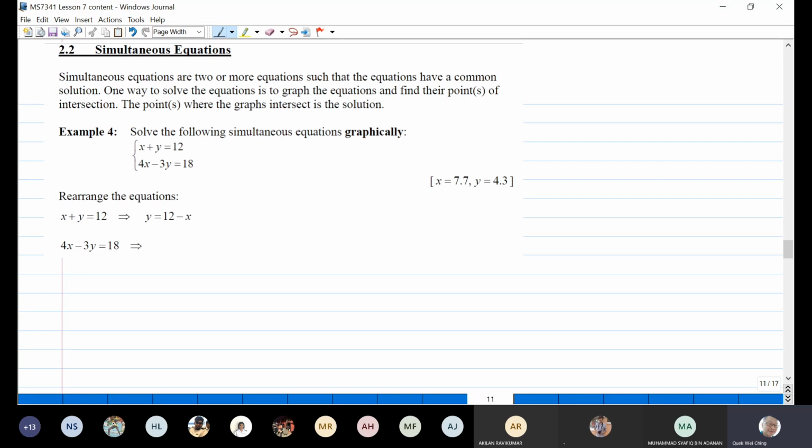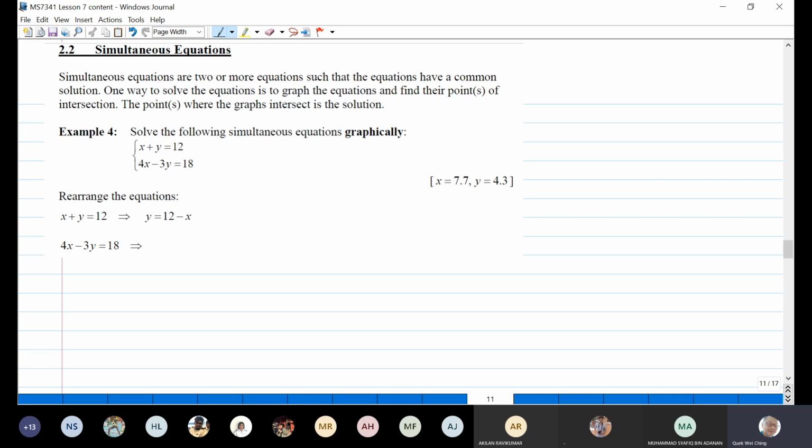Okay, next example. This is about two straight lines now. How to find the intersection of the two straight lines? Everything is got from the graph, no calculation. So we have two equations: x plus y equals 12 and 4x minus 3y equals 18.